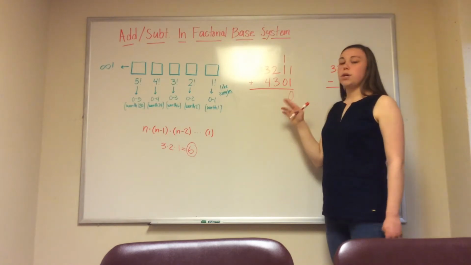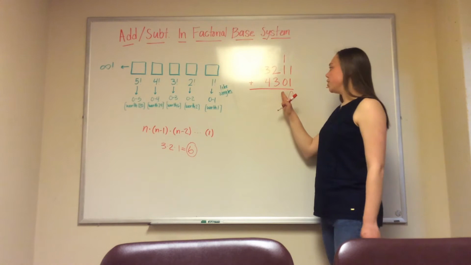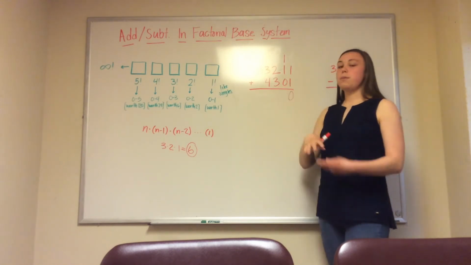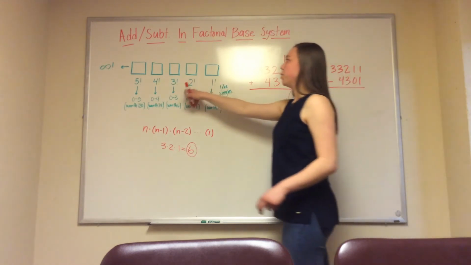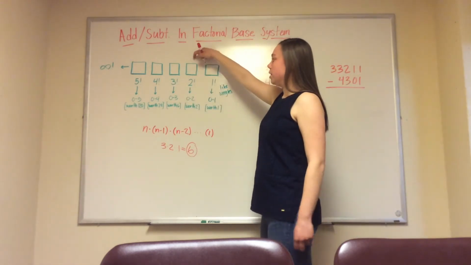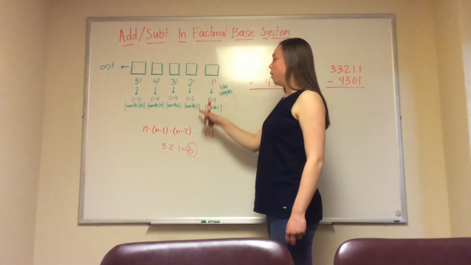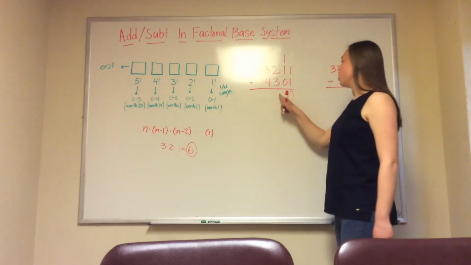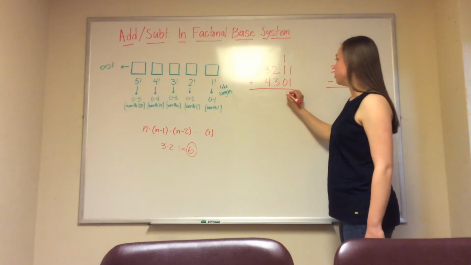But what's different is we don't really have flats or cubes or anything like that. It's just going to be what we regroup into, or the groups that we create when we regroup are going to increase by the factorial. So if we were going from the 2nd factorial place value to 3 factorial, we would regroup into groups of 6.